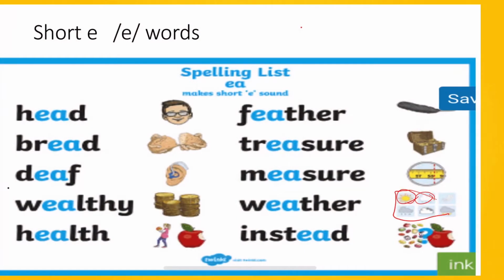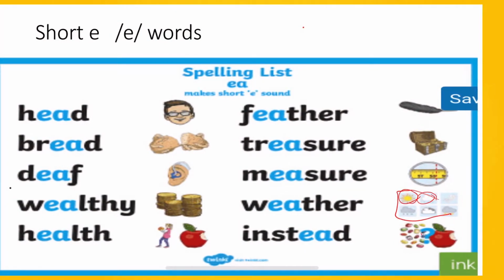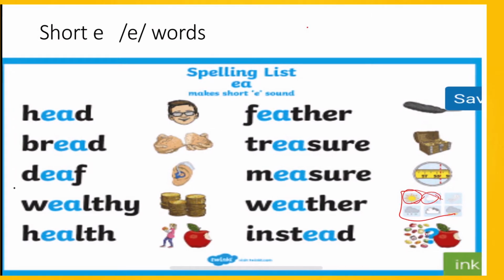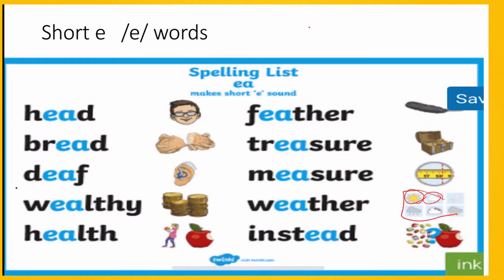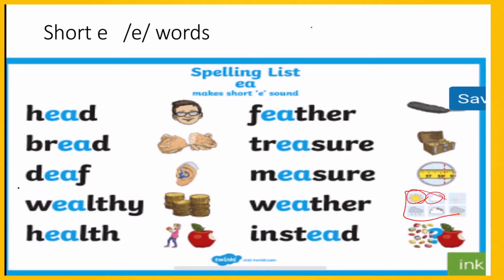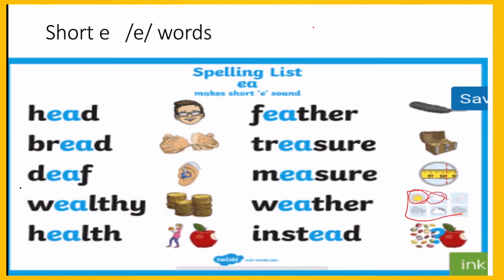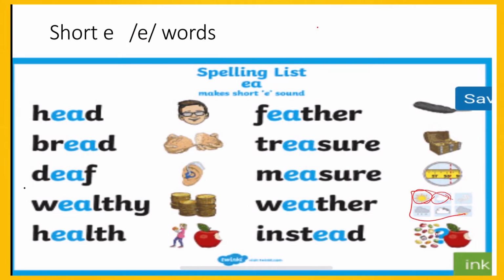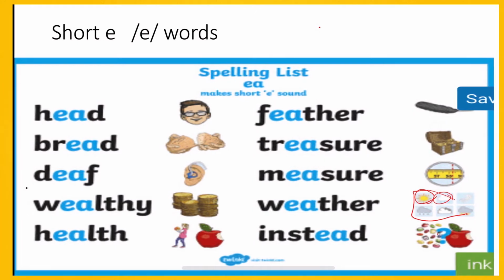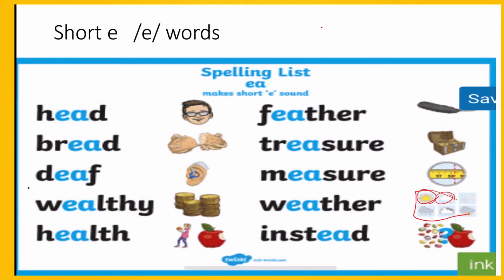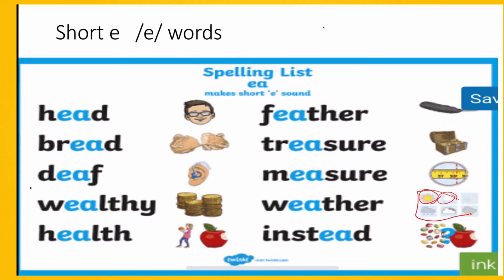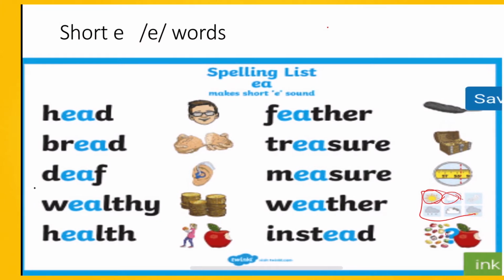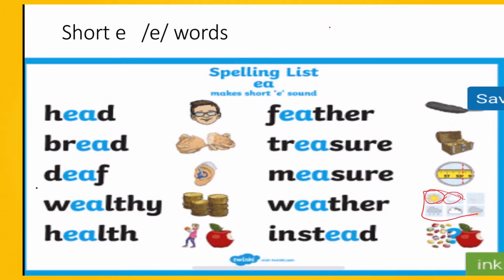Short E. Short E is pronounced as eh, but here the spelling is E-A. How do we know the difference between short E and long E? If we read the word and make the sound eh, then it's short E. We have examples here: head, bread, deaf, wealthy, health, feather, treasure, measure, weather, and instead.